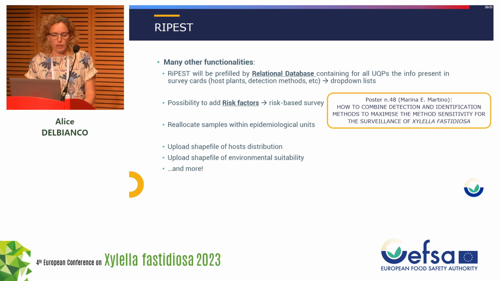There is the possibility to add risk factors, so to plan a risk-based survey. This is very useful because by adding risk factors, you will be able to reduce the overall sample size of your survey, because you concentrate on areas in which you have a higher probability to find the pest. And again, we have an example in our poster. There is also the possibility to reallocate samples within epidemiological units, upload shapefiles, and many more functionalities.